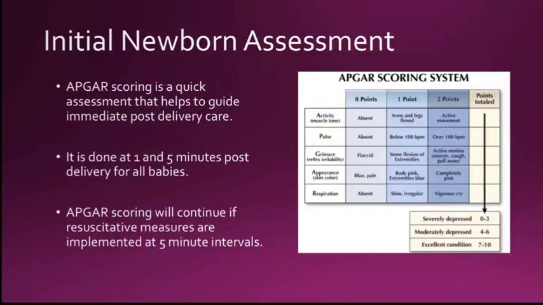So the first assessment that we're going to perform on a newborn is going to be something called an APGAR scoring. It's a quick assessment that can guide the care of that infant in that immediate postpartum period. So for every patient, they're going to get an APGAR score at 1 minute and 5 minutes, no matter if they are perfect. So every baby gets a 1 and 5 minute APGAR score.